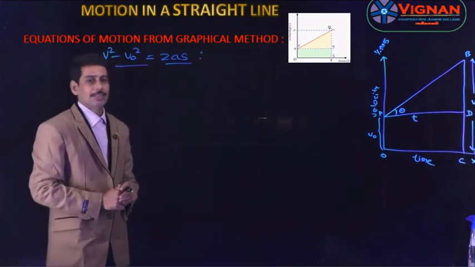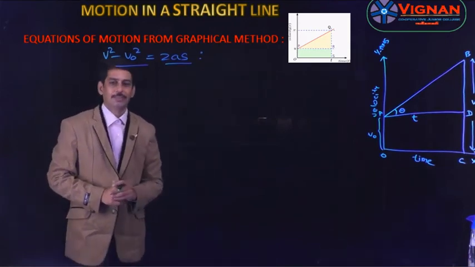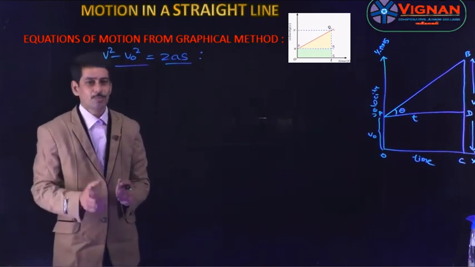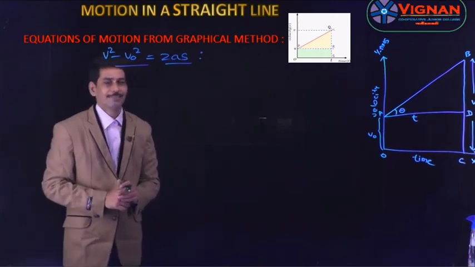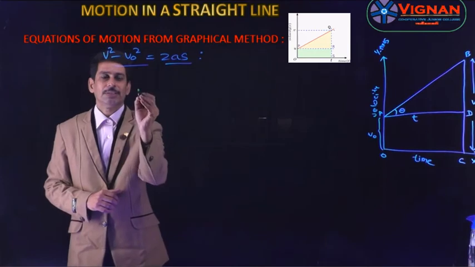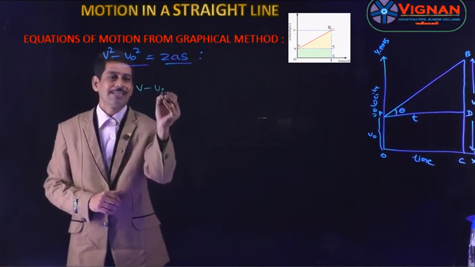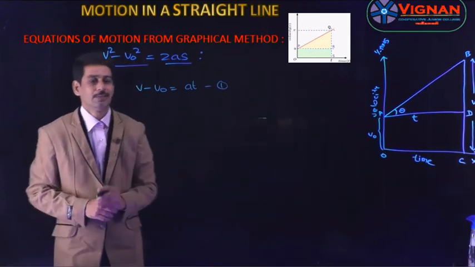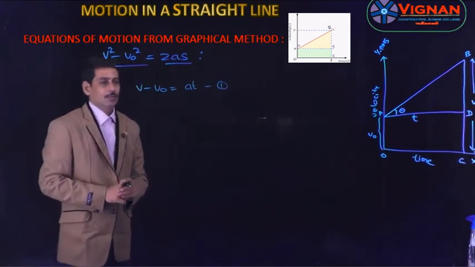So we have to derive this equation from the graphical method. Already in the previous derivation we have seen that we find the slope of the graph, that slope gives the acceleration of the body, and from that we get V minus V naught is equal to AT. This is the first equation which I have already derived. And now we have to find the displacement.